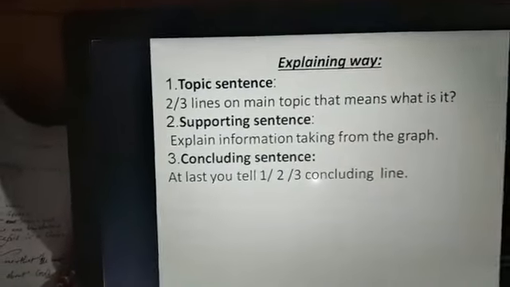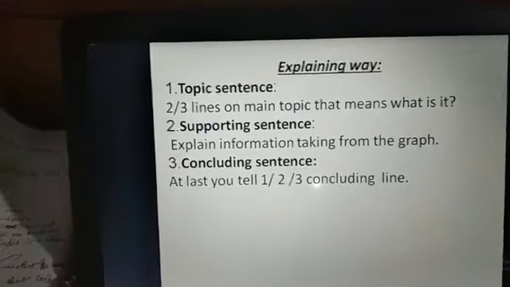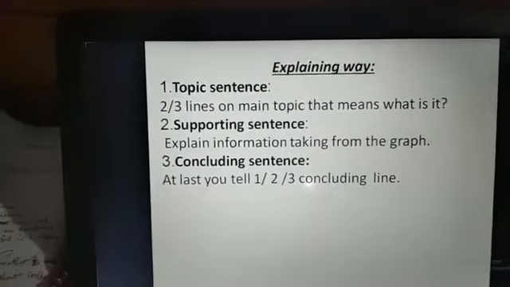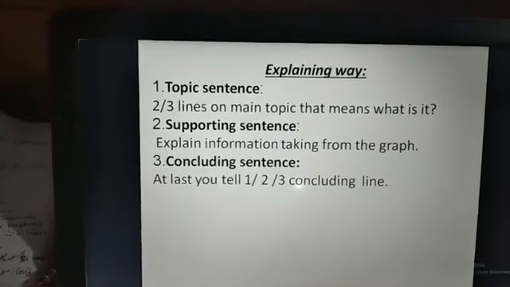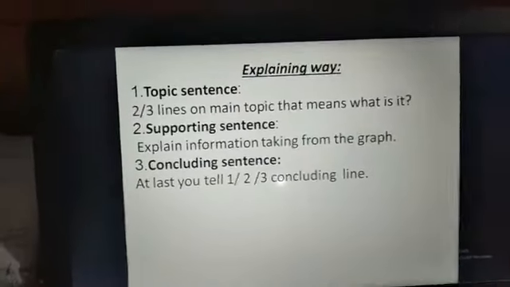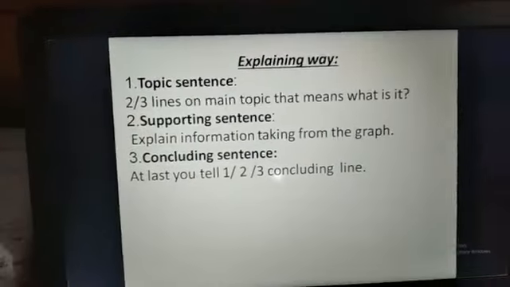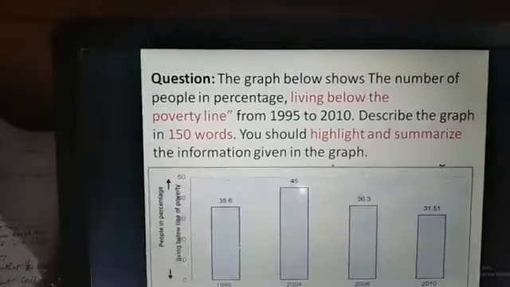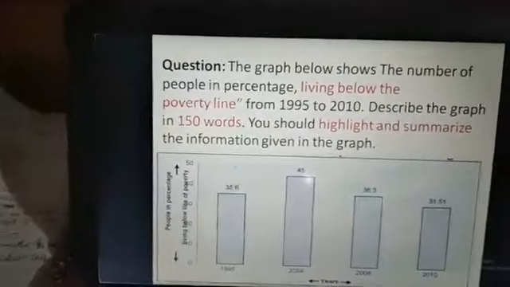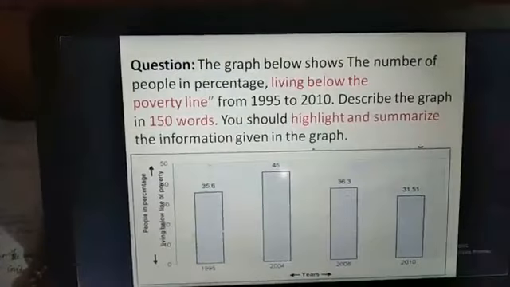And after that we find the last portion, that is the concluding sentence. At last I will say 1, 2 or 3 concluding lines: how can we remove it, and what is the present condition? By saying this we can conclude it. And after that, we will find such a type of question in a question paper.